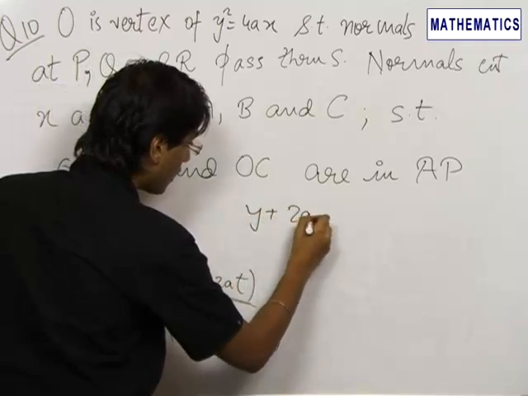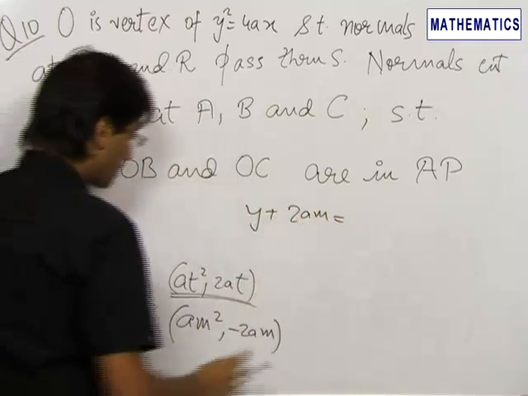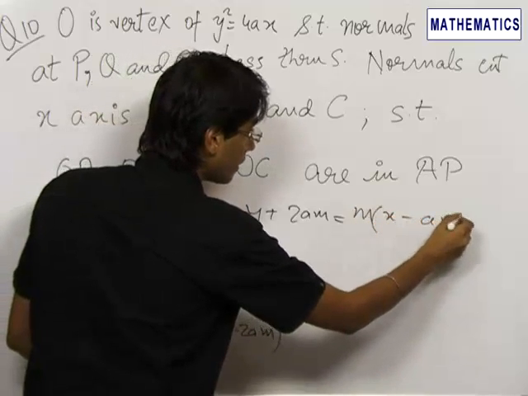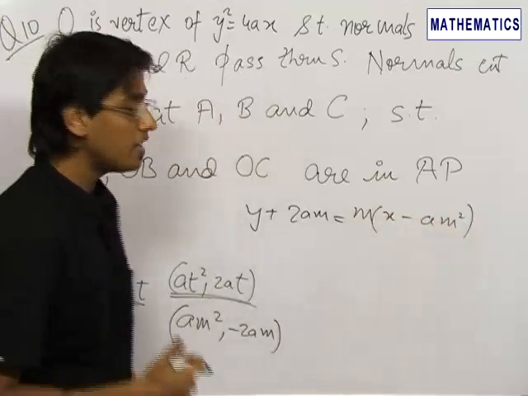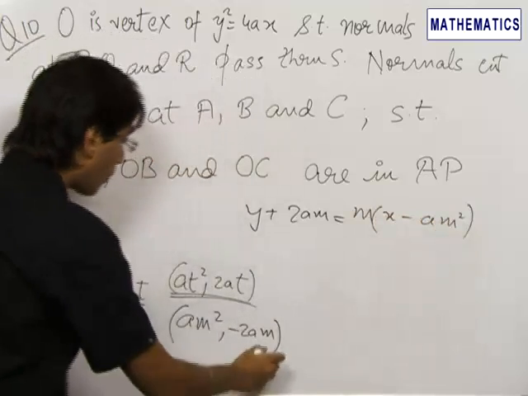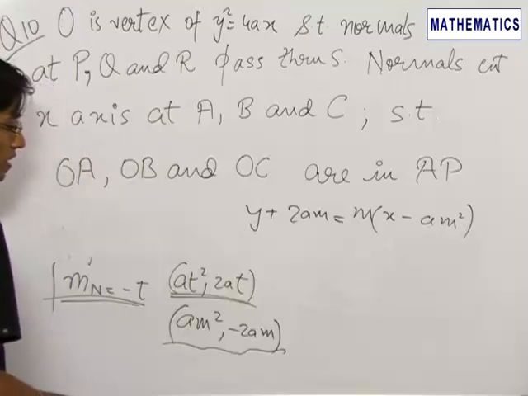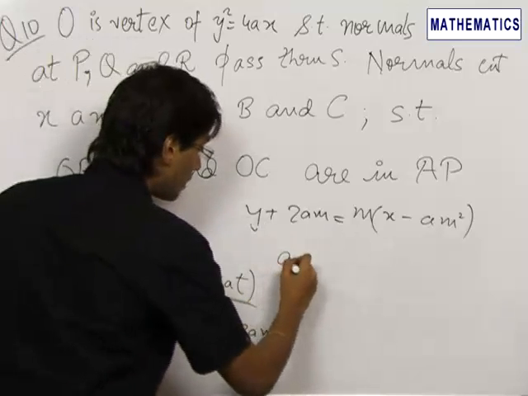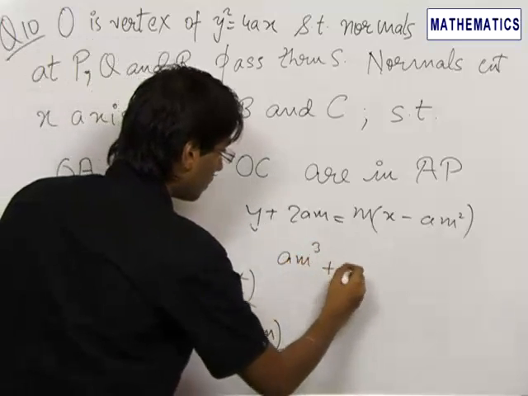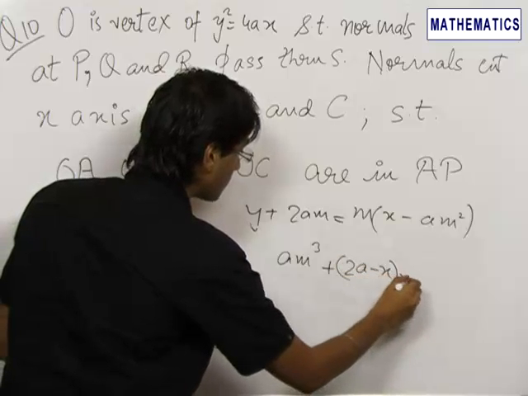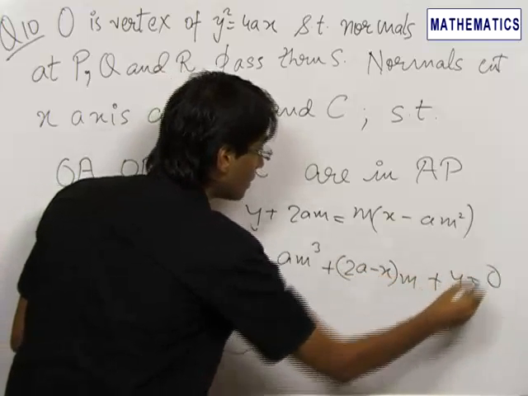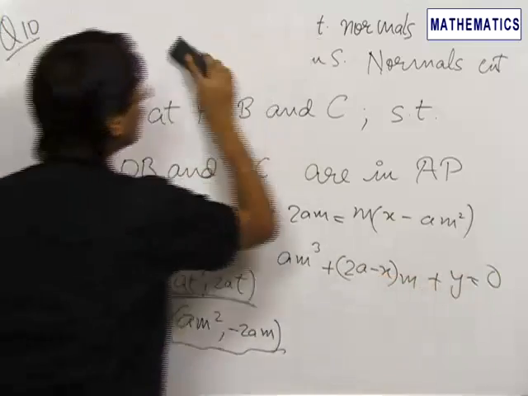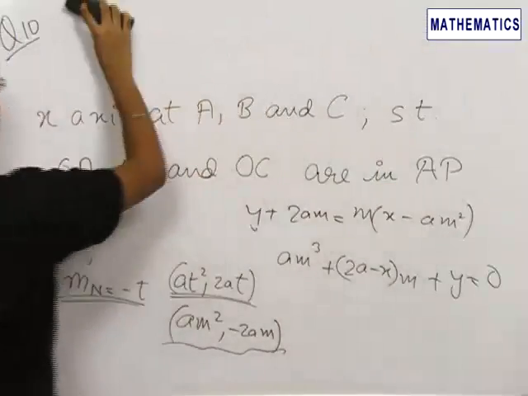Y plus 2am is equal to slope, which is m, into x minus am square. If we assume the general slope to be equal to m, then the point will be am square comma minus 2am, and hence the equation of normal will be this, which is am cube plus 2a minus x times m plus y equals 0. Now we have utilized the first information that three normals are drawn at points P, Q and R.